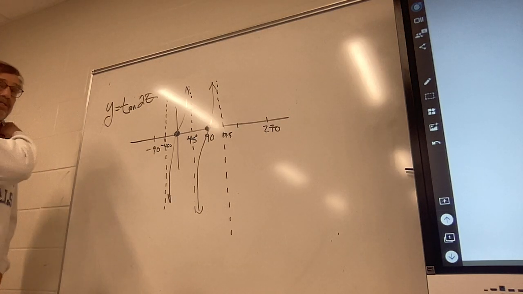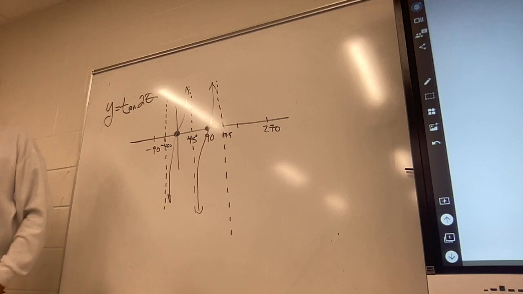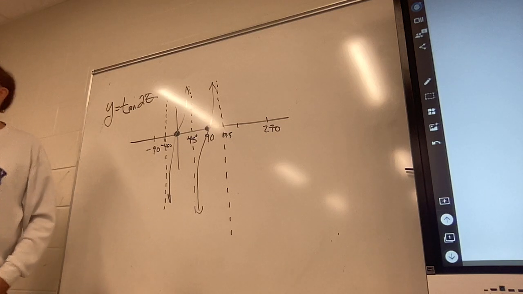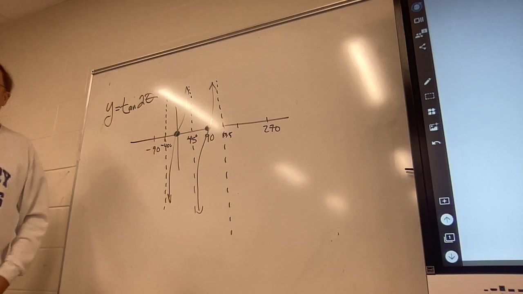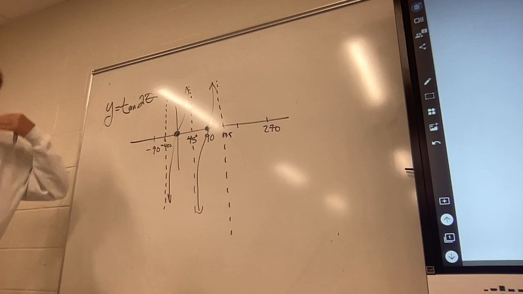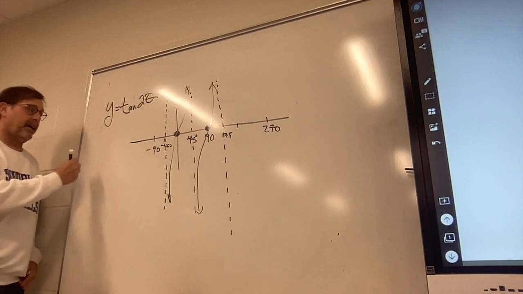The amplitude's the same. The range is the same. The period is not 180 degrees. The period is, someone said 90 degrees. And now, once again, the domain.